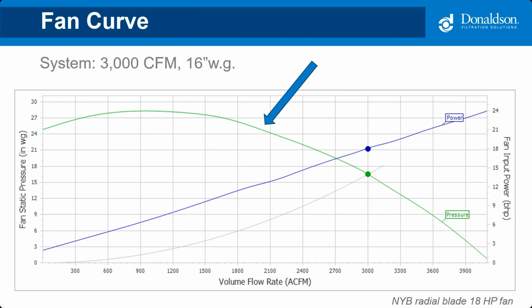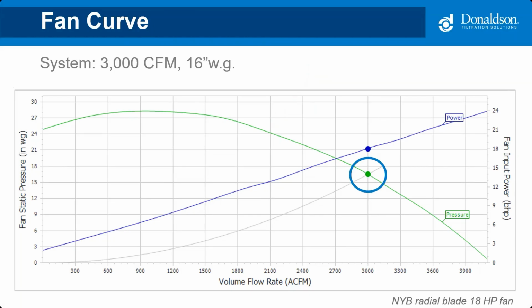If you follow it from left to right, it starts at about 25 inches, goes up slightly and peaks around 28 inches, and then steadily goes down as the airflow increases. The gray line is the system curve. Where the fan line and the system line intersect is called the operating point, or the point where 3,000 CFM and 16 inches of static pressure intersect.